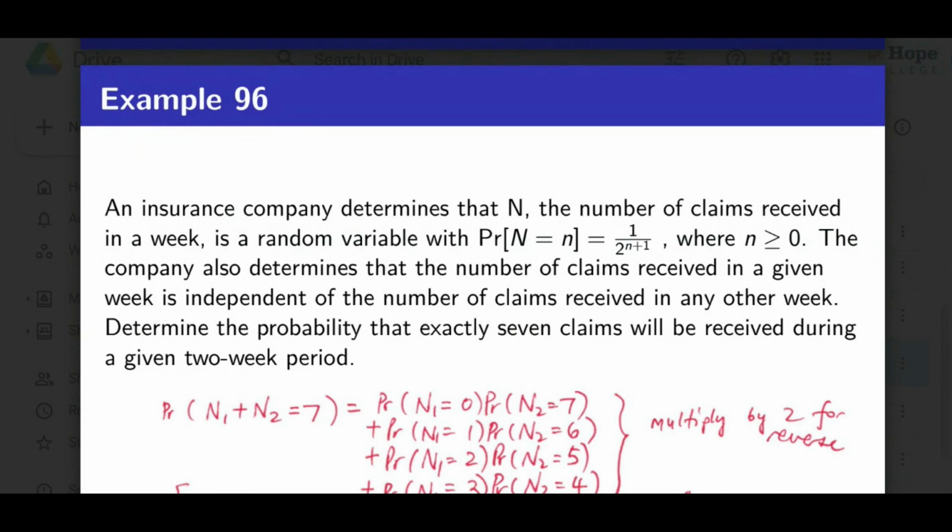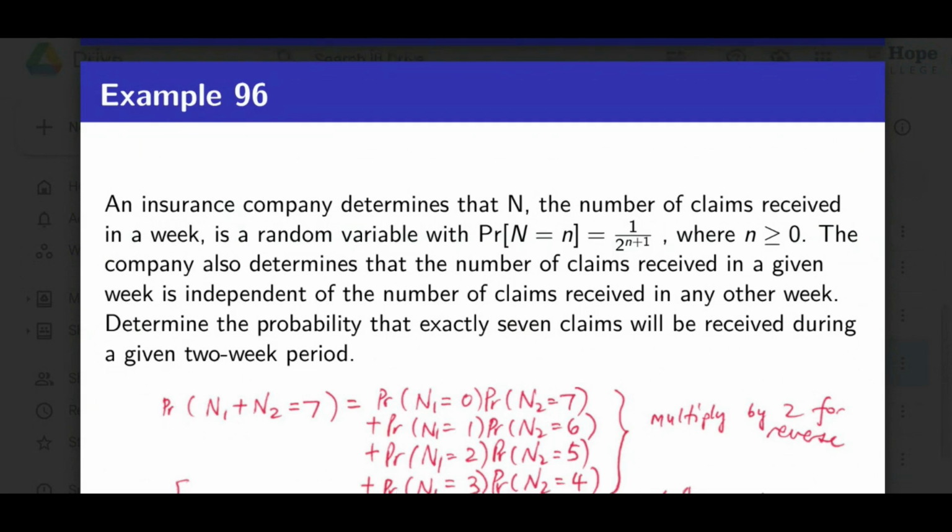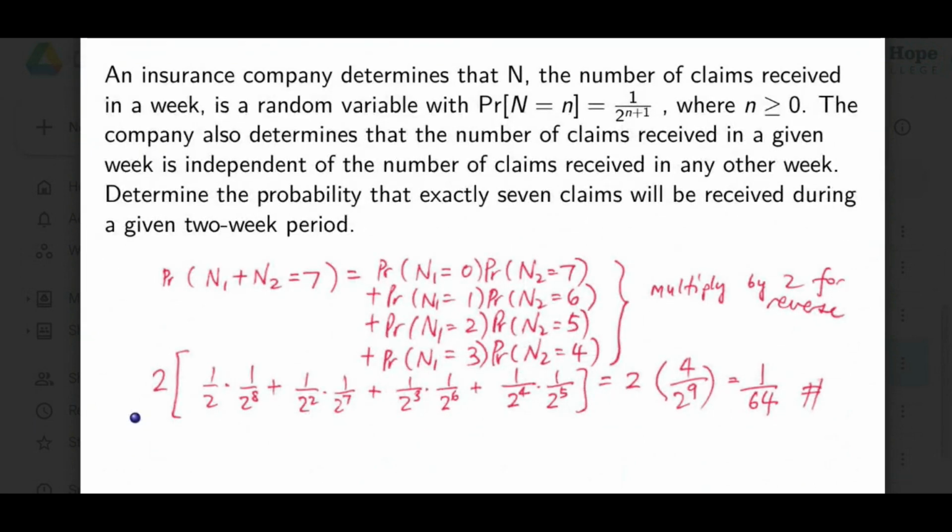This part's quite easy. How do you get a total of 7? There's only a few ways. This is an integer allocation problem. 0 and 7, 1 and 6, 2 and 5, 3 and 4. And then you multiply everything by 2 because it could be the other way as well. And that's it. That's the only way to get 7 claims over 2 weeks. And then you slowly work out all the probabilities that you have to get your answer. That's it.